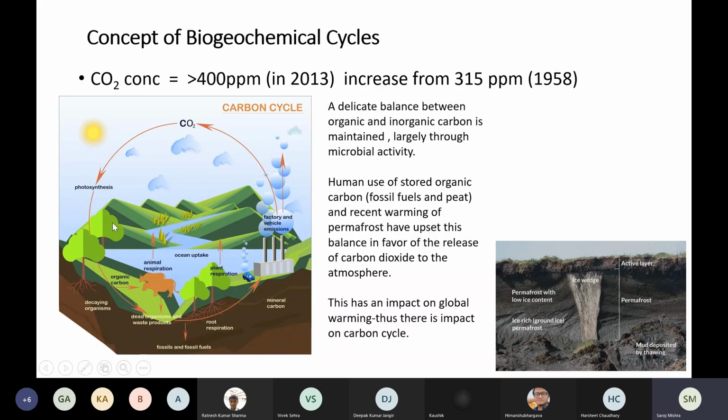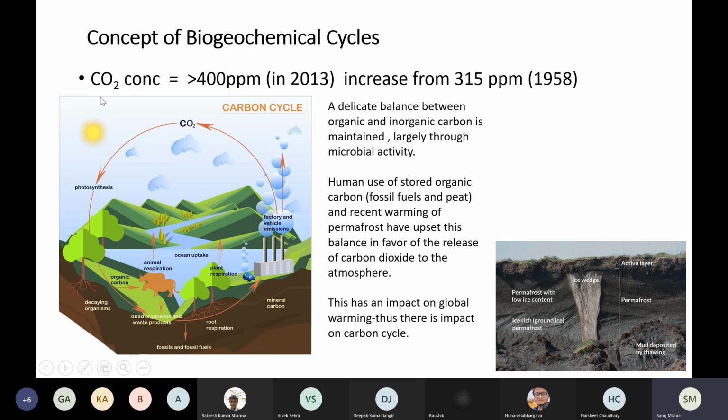So plants are of course important, but they don't contribute as much as the microbes do to recycling of this carbon. Now, the second point which is important here is the human use of stored organic carbon, either fossil fuels and peat, etc. Because of this excessive burning of fossil fuels, coal, etc., the level of carbon dioxide has increased from 315 ppm to 400 ppm in the atmosphere.